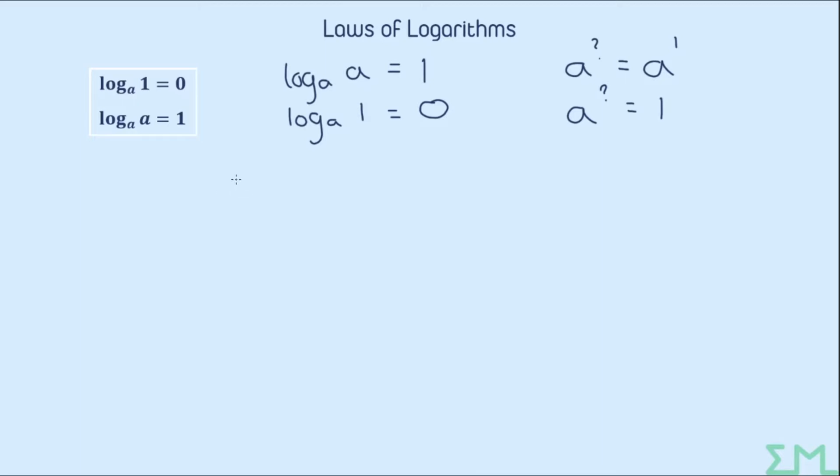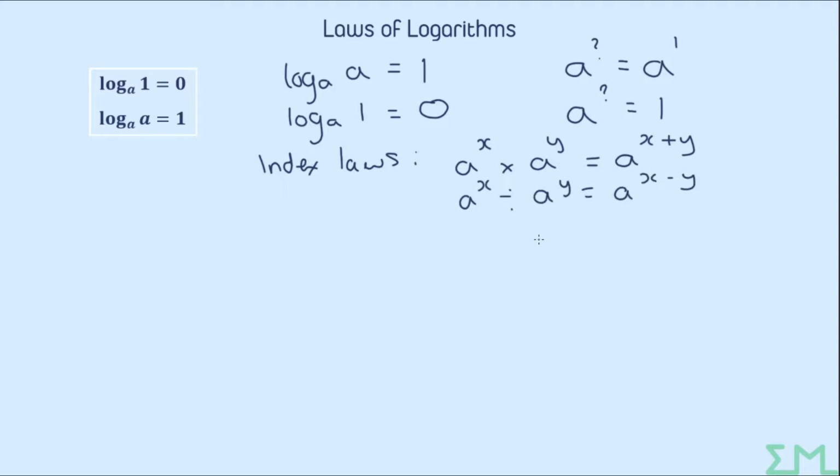Okay, now the rest of the laws tie in very tightly with the laws that you know from your indices. So let's just remind you of the index laws. When we multiply a number with a power by another number with a power with the same base, we add the powers. When we divide, we subtract, and when we raise to a higher power, we multiply.